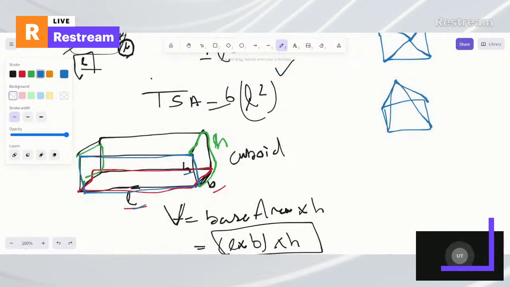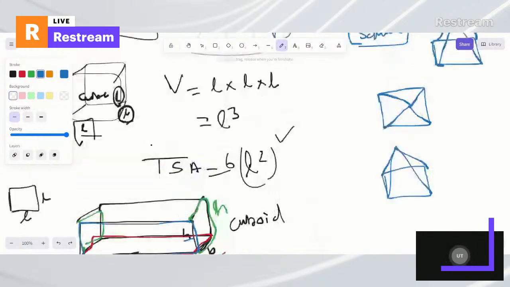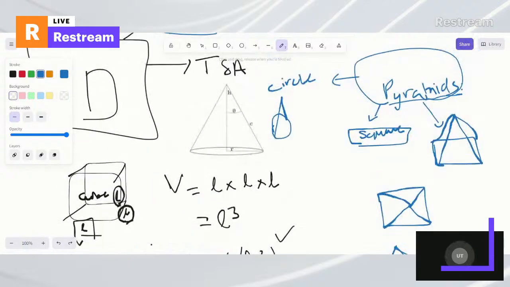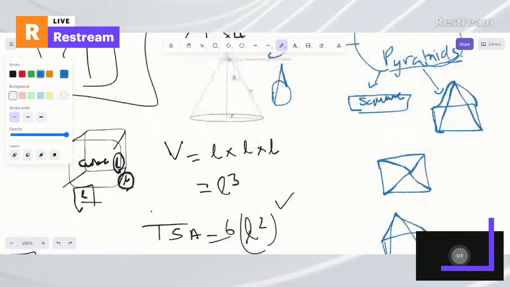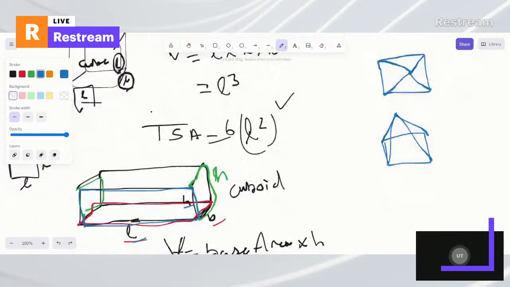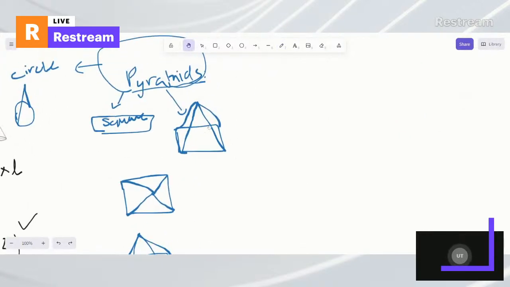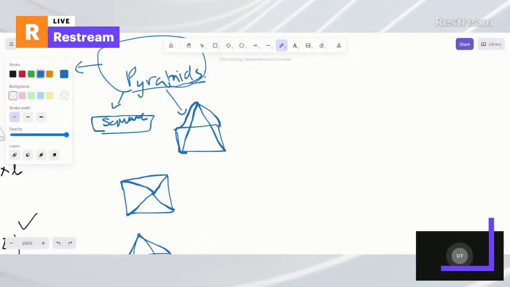So now what are we going to do about this? How are we going to find out the volume of a pyramid and the total surface area and everything like that? Let's begin. Pyramids are not that complex. I don't know why, but I've learned in the past few years that students find it very difficult. But let's see. I hope it will be clear to all of you now.